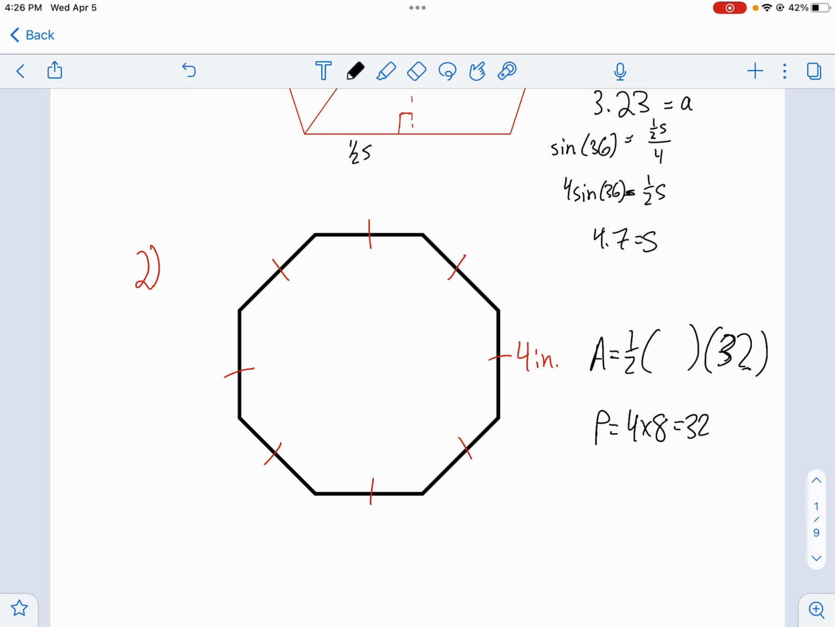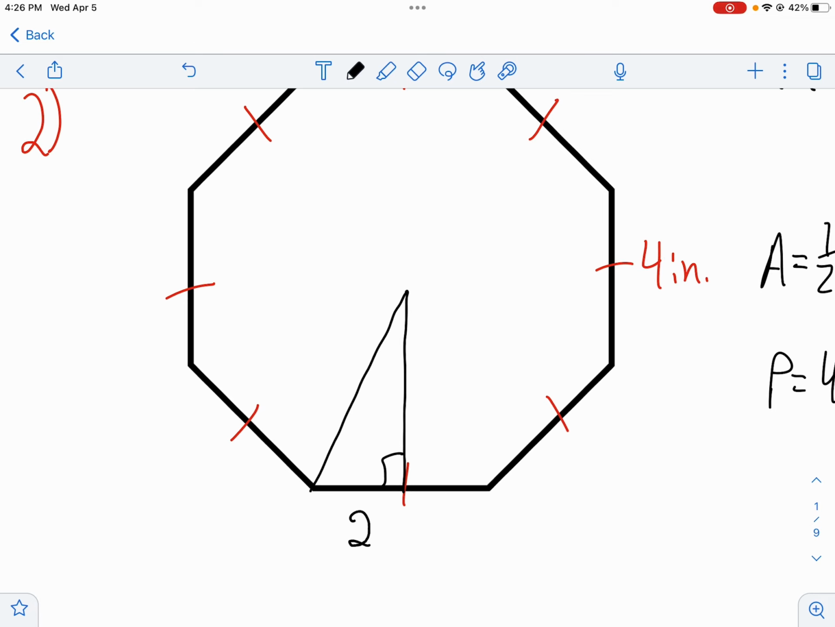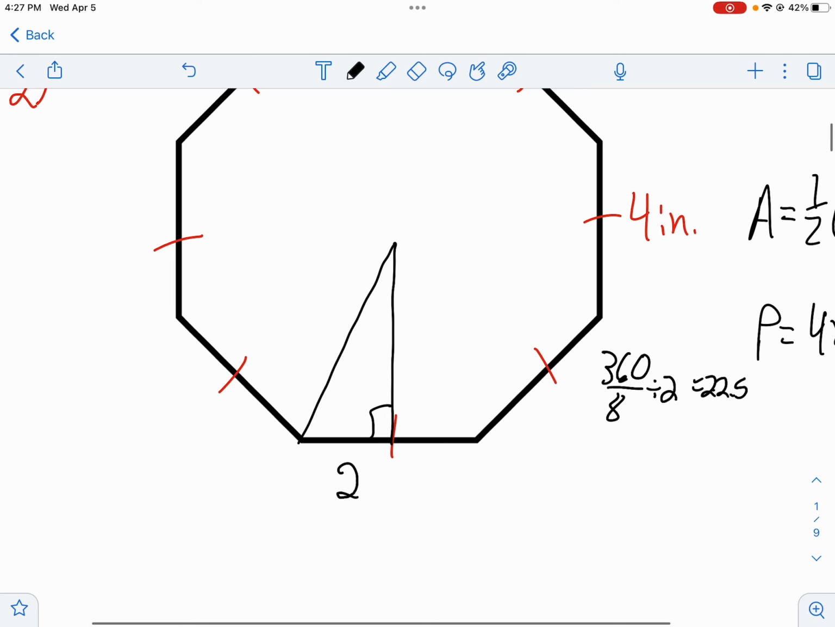So I'm going to draw a radius and an apothem. That's a right angle. I know this is 2 because it's 1/2 of a side. All I need to do is find that central angle. So I'm going to take 360 divided by 8, then divide that number by 2, and I will get 22.5, which is that vertex angle for that right triangle we're going to work with.